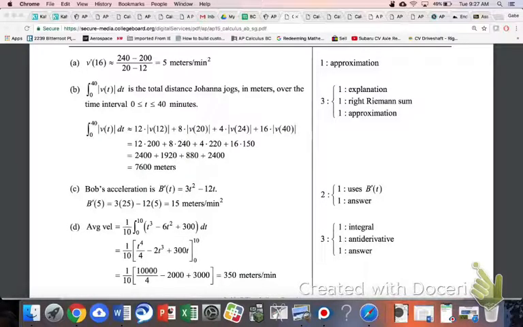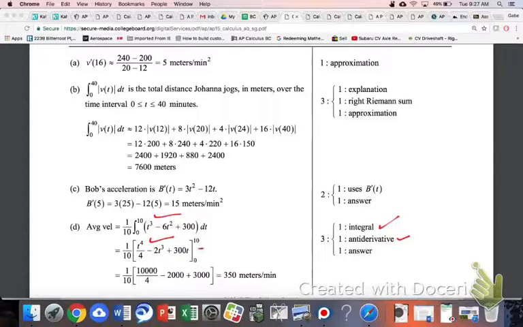So D, you're supposed to find the average velocity. They wanted to see, you got the integral here. So you got to show your setup. And you got your antiderivative. There's your antiderivative.